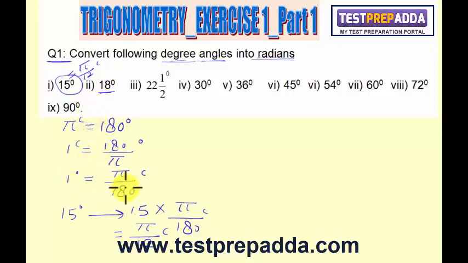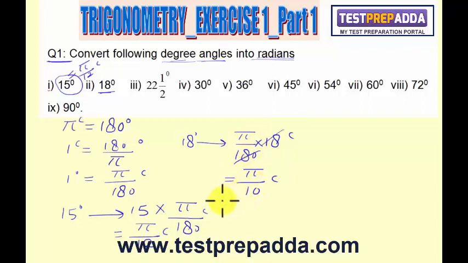Again, 1 degree is pi upon 180 radian. So 18 degree will be how much? Pi upon 180 into 18. And if you cancel this, it comes pi by 10 radian. So 18 degree is what? Pi by 10 radian. Now I'll take this 22 and a half.